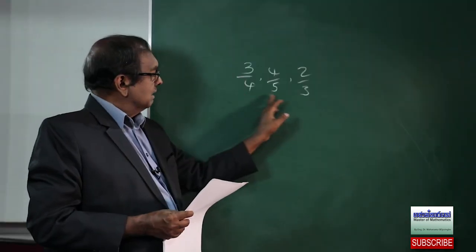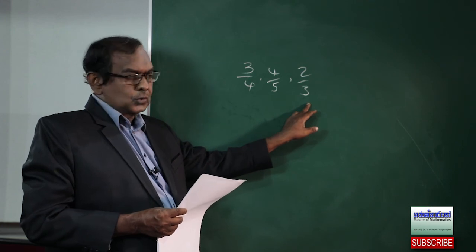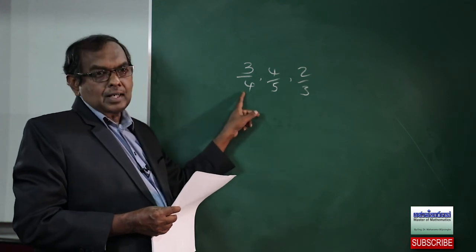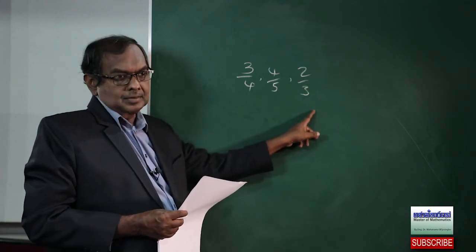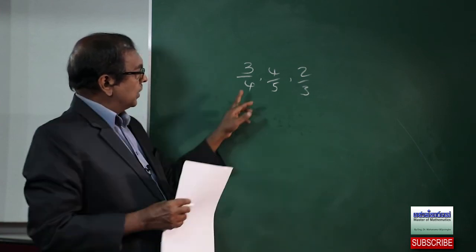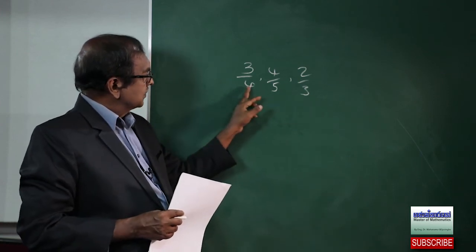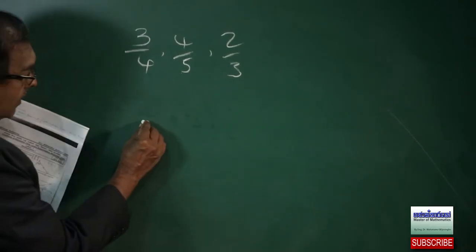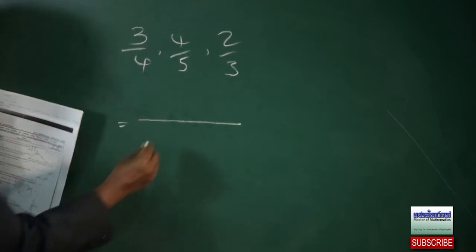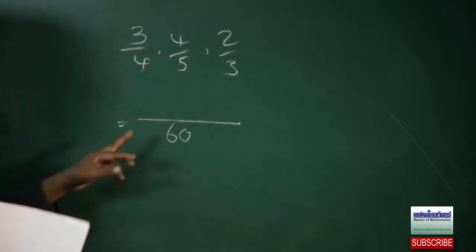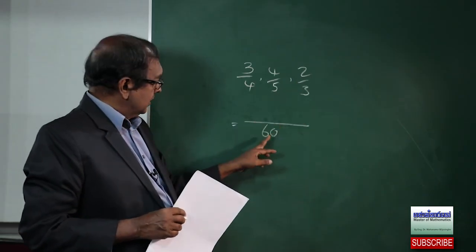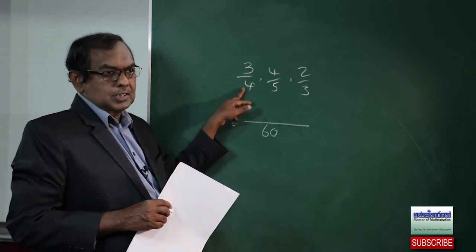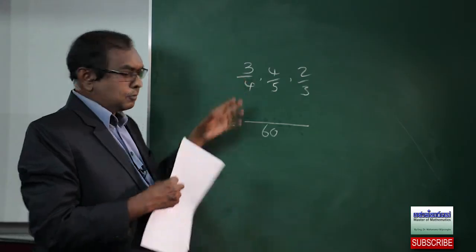How do we get them in order? First, we have to get the equal denominator. To do that, we have to get the least common multiple. What is the least common multiple of 4, 5 and 3? This is 4 into 5 into 3. 4 into 5, 20, 20 into 3, 60. Then the least common multiple is 60. Then we have to rewrite those fractions with the value of 60. 60 divided by 4 is 15. 15 into 3, 45.